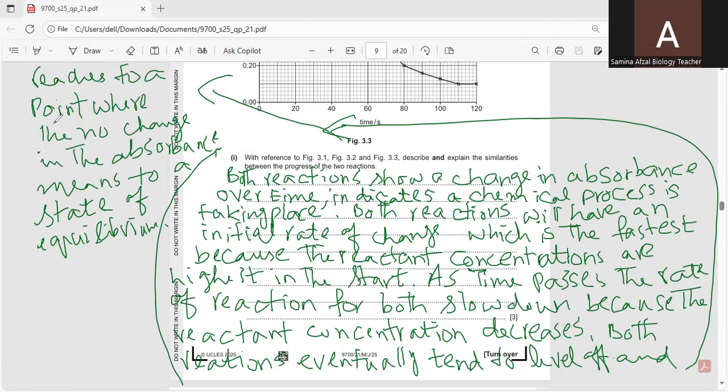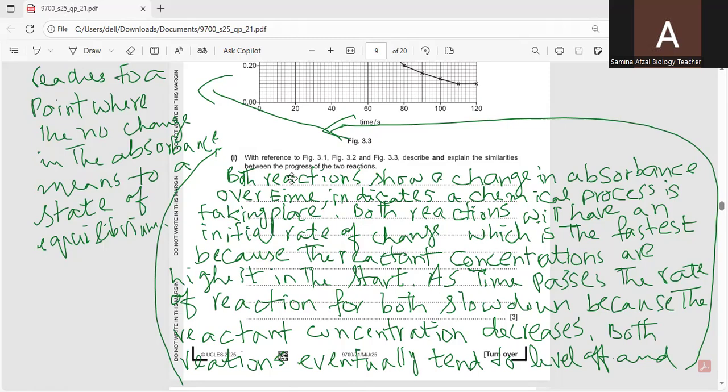So similarity means that both reactions show a change in the absorption. In one, it is decreasing, in one it is increasing. But we have to show that in both of these reactions, the rate of reaction at the start is very fast, and then it slows down, and at the end there is a state of equilibrium when there is no change, there is no collision, there is no reaction taking place, because the reactants have been used up during these reactions. So that is the reason the reactions level off and they reach a state of equilibrium.